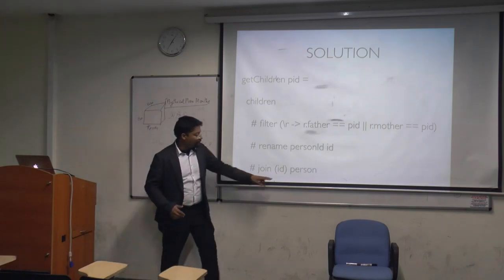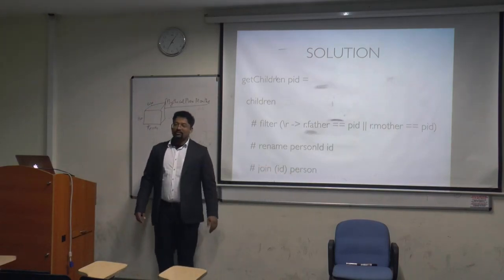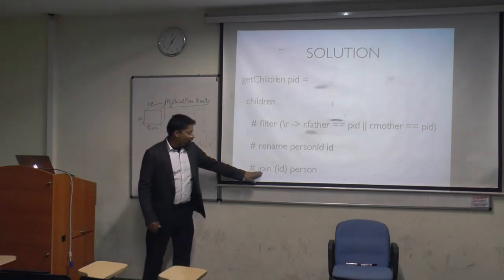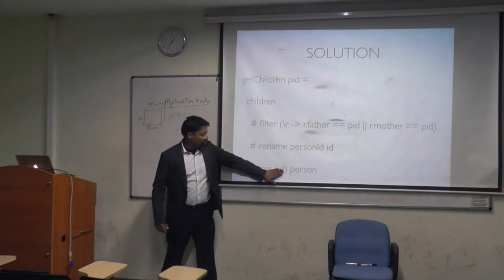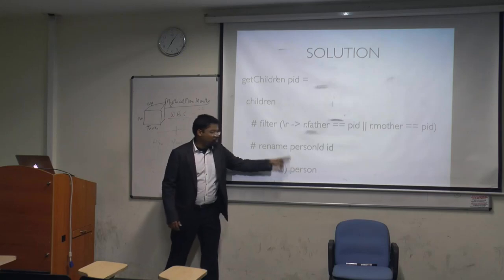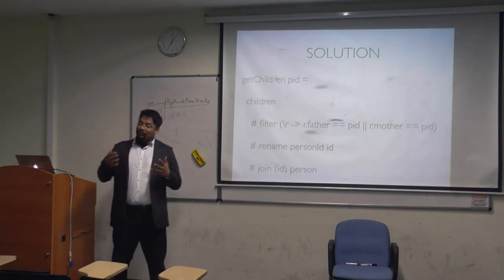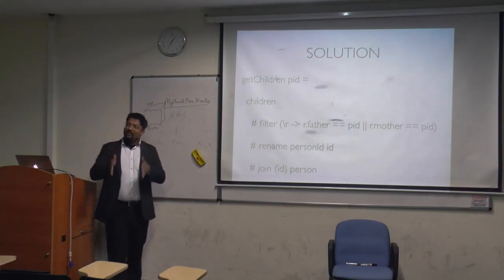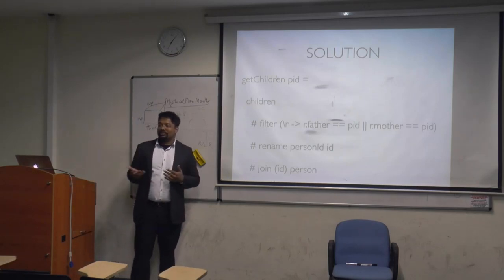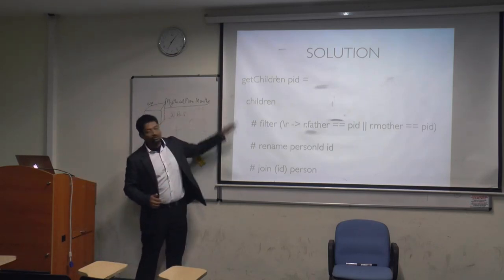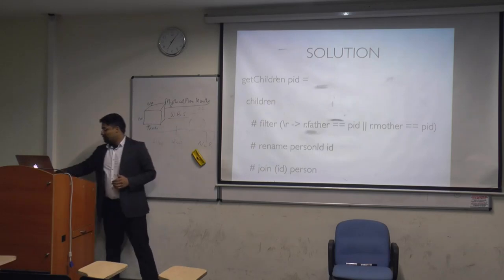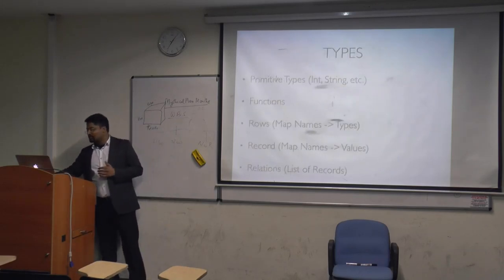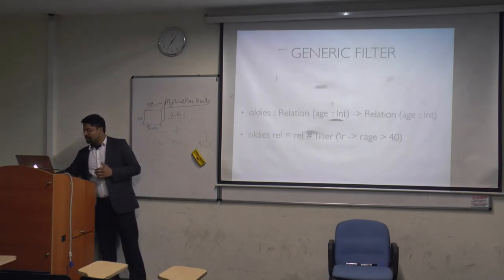It will also give me an error if person did not have an ID, right? Because join checks that whatever you're joining on has to be present in both tables, and it knows that the result will have that column only once, not twice. For two tables. So we want that kind of strong typing, right? And what this allows us to do is things like this.